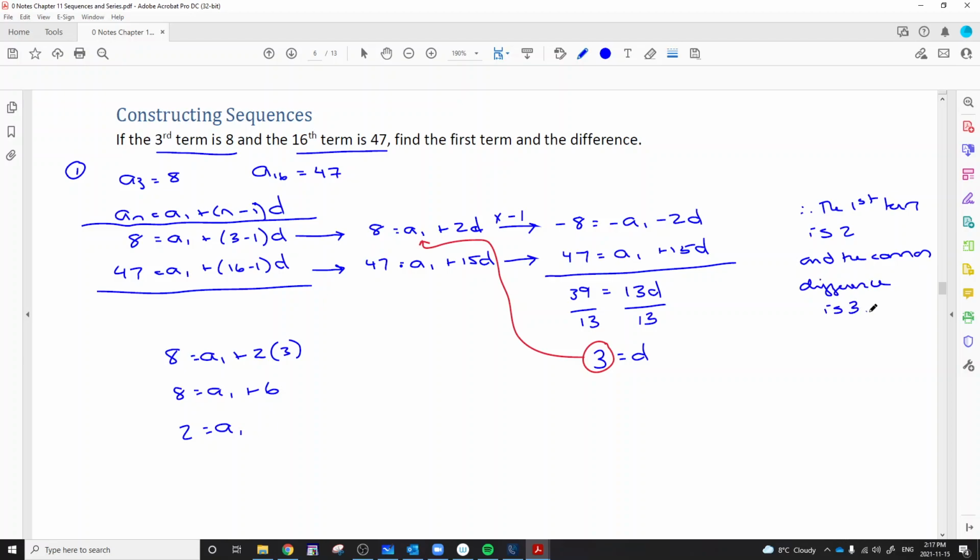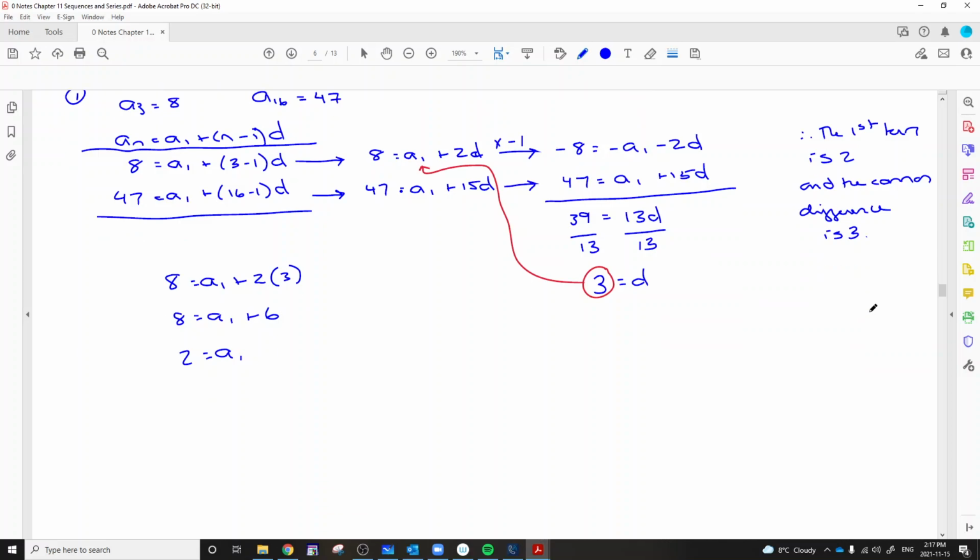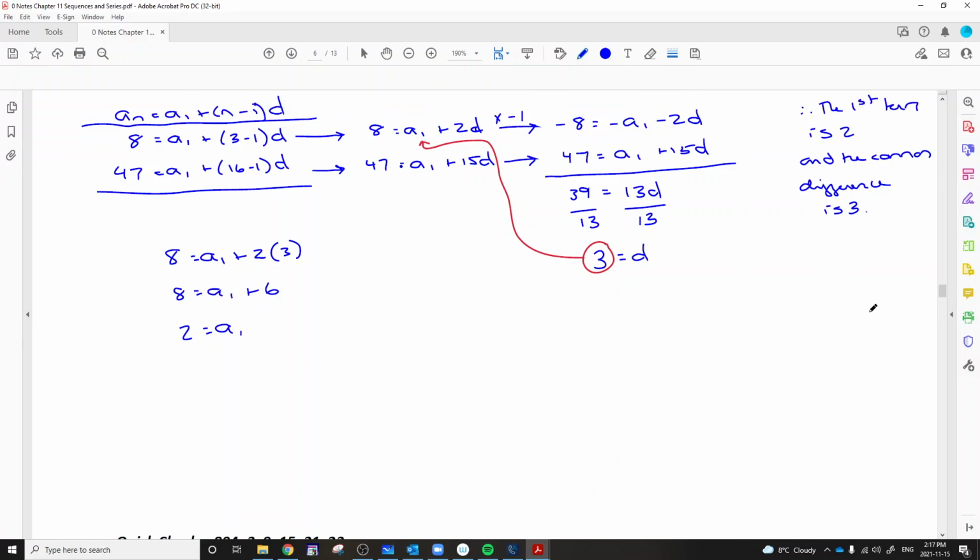Okay, now I said there would be another way of doing this. So again, this is the very algebraic, formulaic way to do it. But there's another way, and the other way is not graphical, but kind of showing the picture of it. They're telling us that the third term is 8. They're telling us that the 16th term is 47. What we want to do is figure out the common difference and the first term.